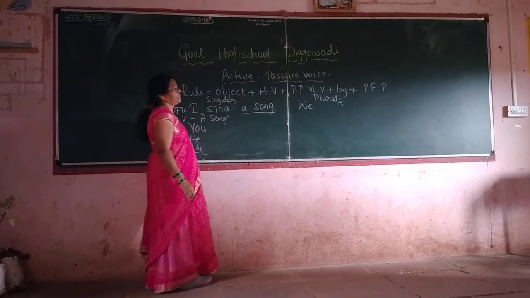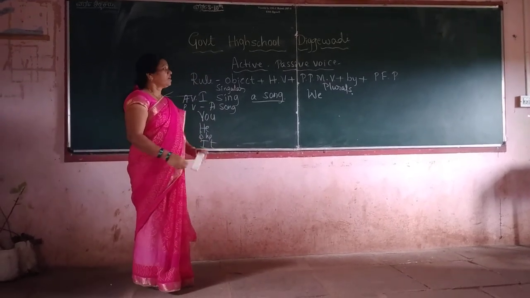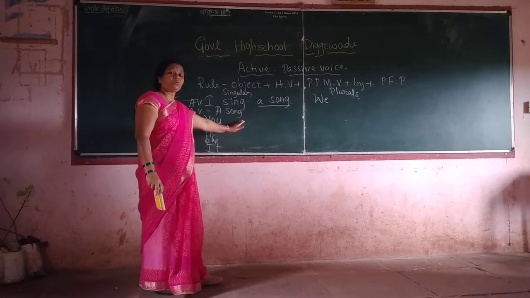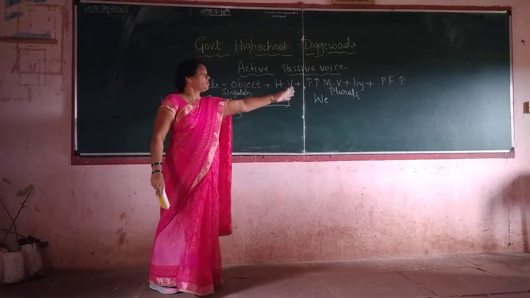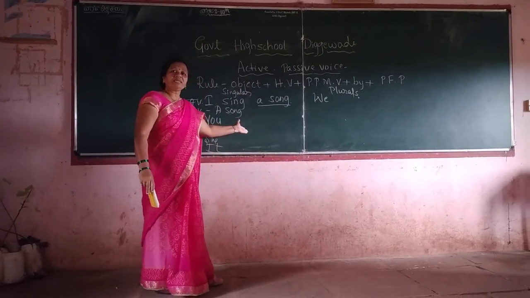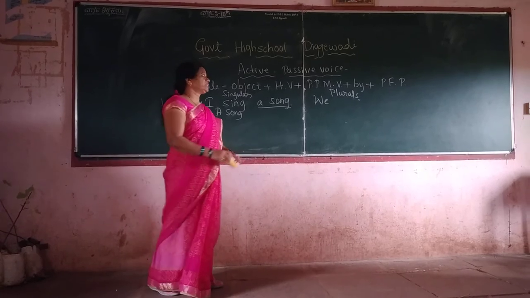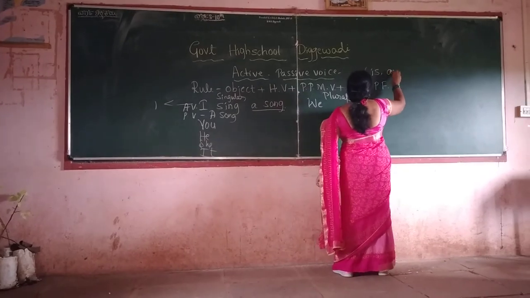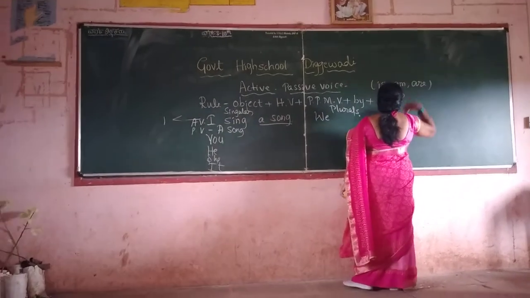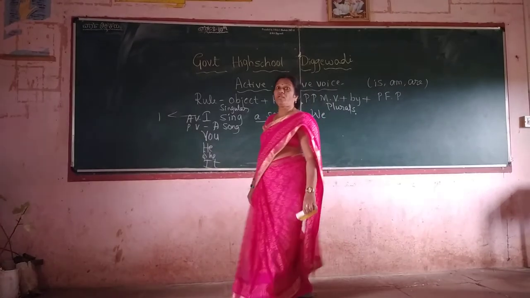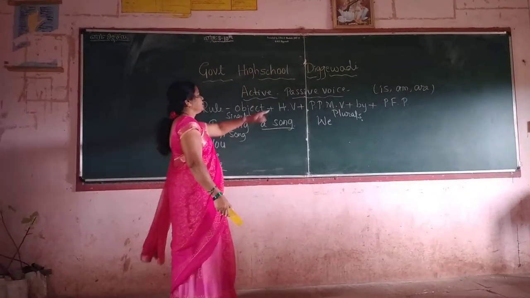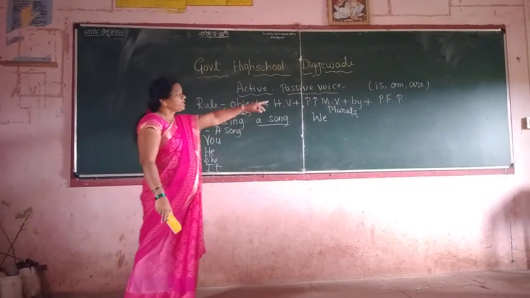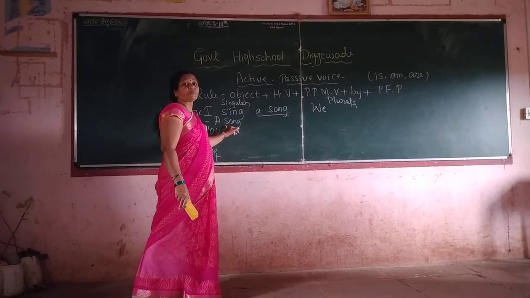Again we will stop here, because while changing active voice sentences into passive voice, we have to take the helping verb of the next tense. Which is the next tense? Simple present tense. Second one, present continuous tense. The helping verbs of present continuous tense are is, am, are. Whether it is singular, we have to use is. Whether it is plural, we have to use are. Am is used before the first person singular.